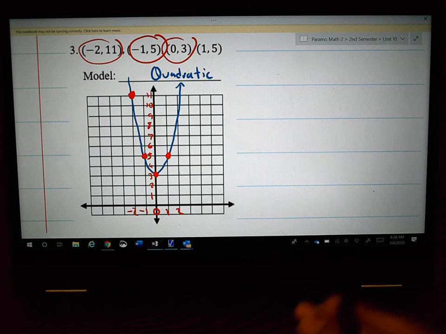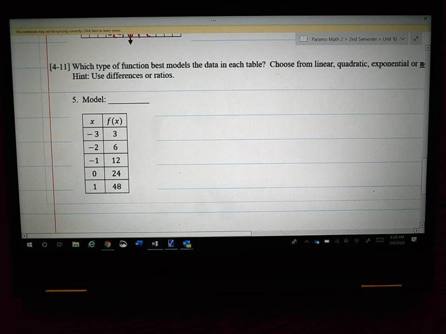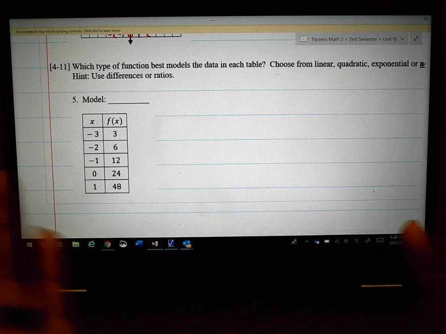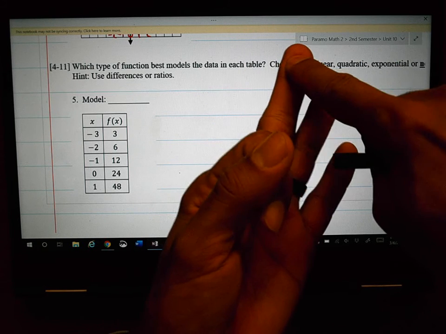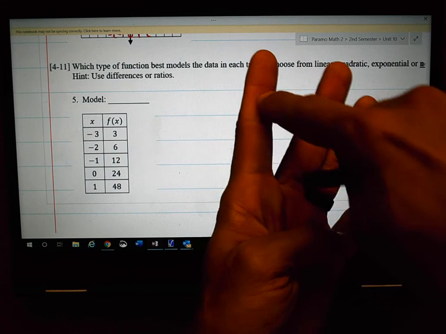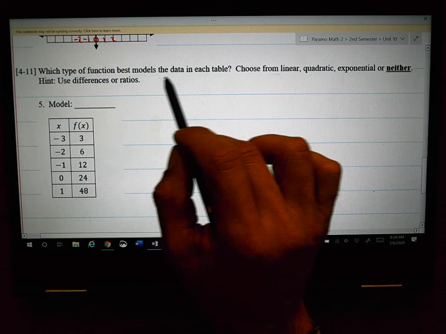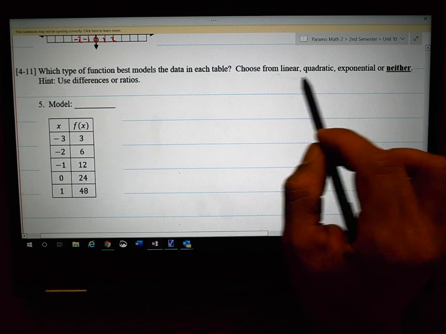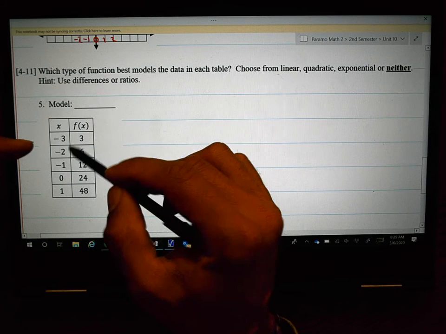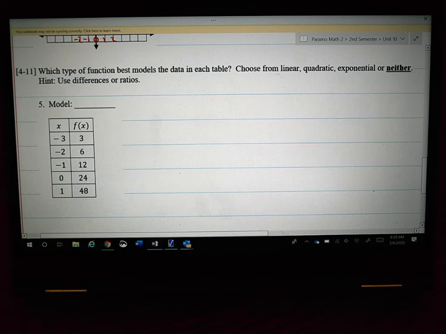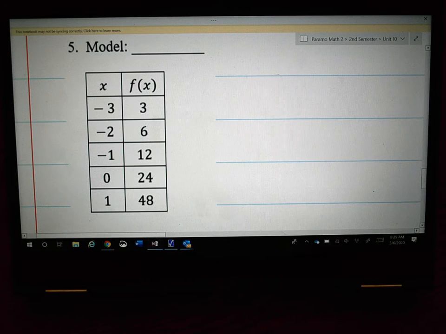First kind of example: taking points, graphing them, picking which type it is. Pretty simple. Second example is what happens when they give you a table. You have to make your decision based off of common difference, common ratio, or second differences, or neither. Here's what it says. Which type of function best models the data in each table? Choose from linear, quadratic, exponential, or neither. Hint, use differences or ratios. So they're going up by 1, up by 1, up by 1, up by 1 for the x's. That usually doesn't make a difference. Let's check the y values.